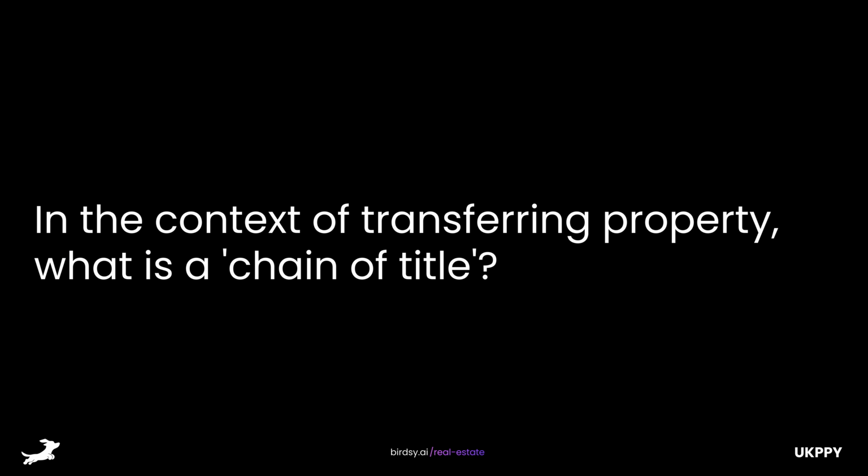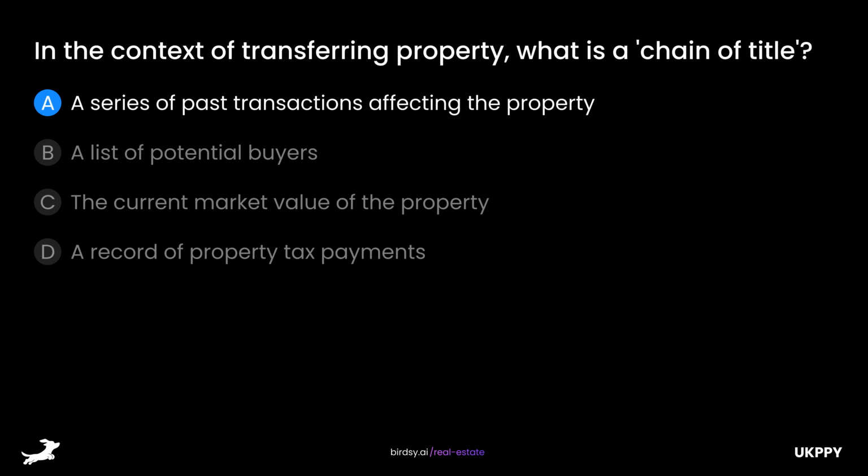In the context of transferring property, what is a chain of title? Is it A. A series of past transactions affecting the property, B. A list of potential buyers, C. The current market value of the property, or D. A record of property tax payments? The answer is A. A series of past transactions affecting the property.